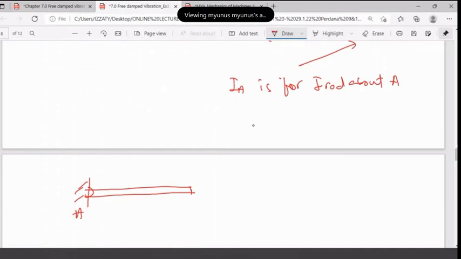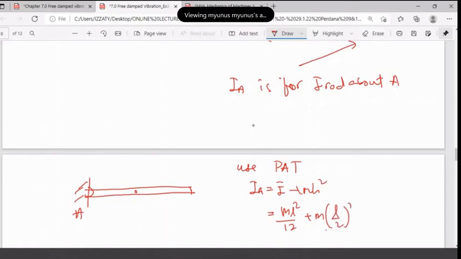If you forget, don't worry. You use the parallel axis theorem. How is it? The I required, IA, is equal to I center mass plus m h squared. Correct? So the I required at A, I center mass will be here because this is a uniform rod. You found that it is equal to m l squared divided by 12 plus m, h will be L divided by 2, to the power of 2.